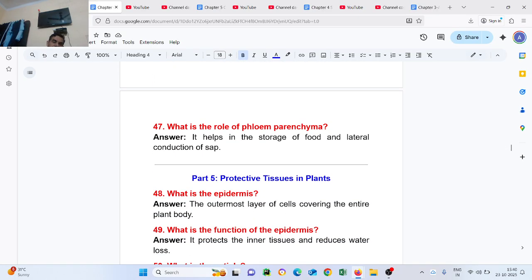Now move to part 5, protective tissue and plant-related questions. Question number 48. What is the epidermis? The outermost layer of cells covering the entire plant body is called epidermis.